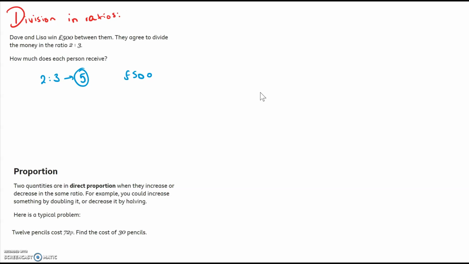So therefore we are going to divide our 500 by 5, which gives us 100. And that means Dave is going to end up with £200 and Lisa is going to end up with £300, because he's got 2 parts of the share and she has 3 parts of the share. Last little thing, proportion.